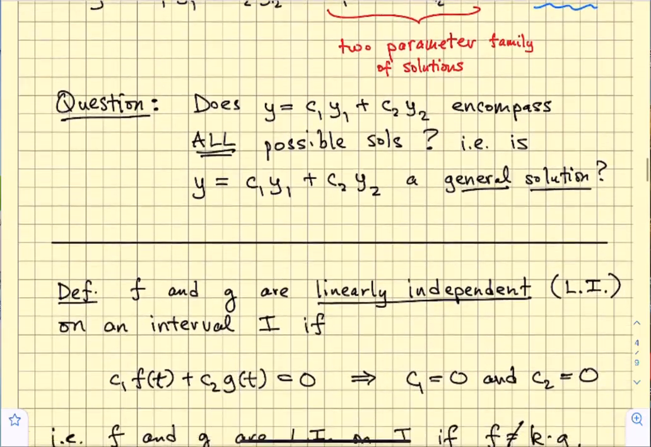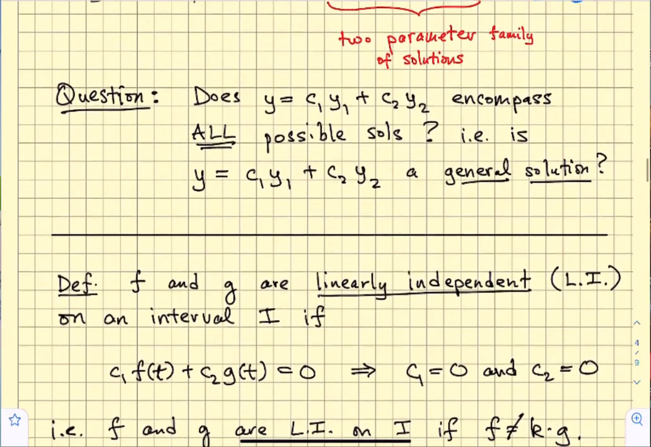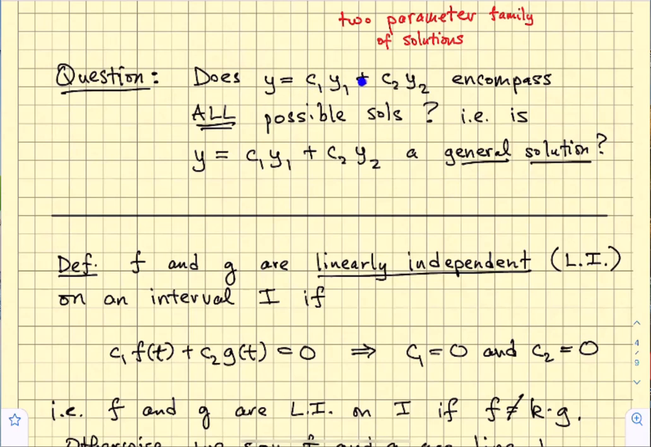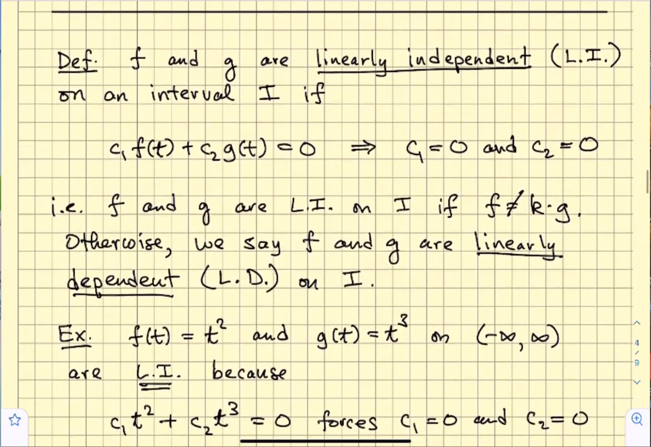So that leads me right here to this next question, and that is, does y equal c1y1 plus c2y2 encompass all possible solutions? In other words, when we write this down, is this a general solution? The answer is yes, but we need to qualify that. And in order to do that, we need a little bit of machinery. So that leads us to this definition.